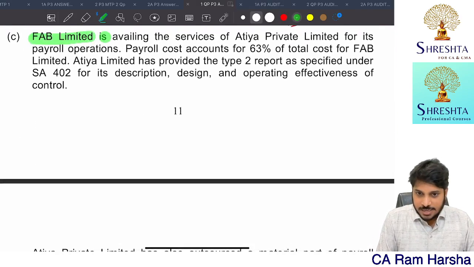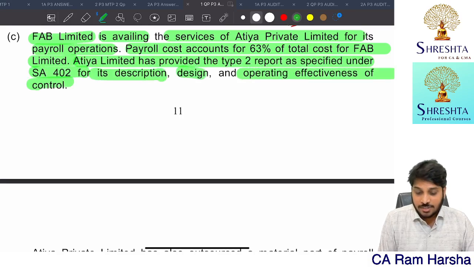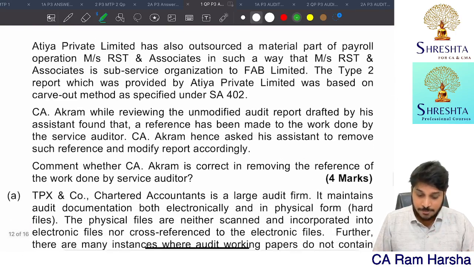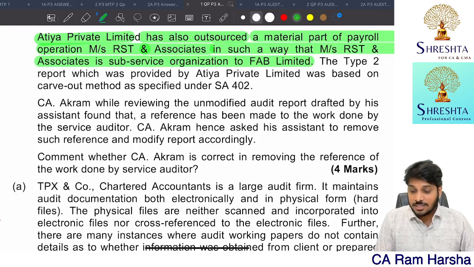FAB Limited is availing services of Atia Private Limited for its payroll operations. Service organization. Payroll cost accounts for 63% of the total cost of FAB Limited. Atia Limited has provided a type 2 report as specified under SA 402 for its description, design, and operating effectiveness of controls. Okay, we got a 402 report. Atia Private Limited has also outsourced a material part of payroll operations to Messrs RST Associates, in such a way that Messrs RST Associates is a sub-service organization to FAB.